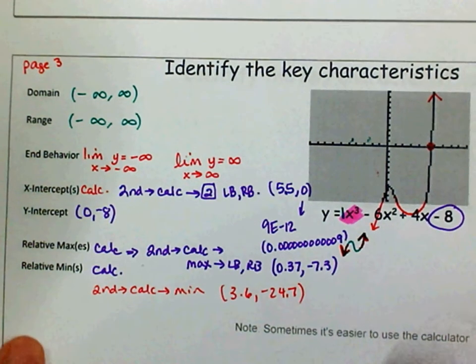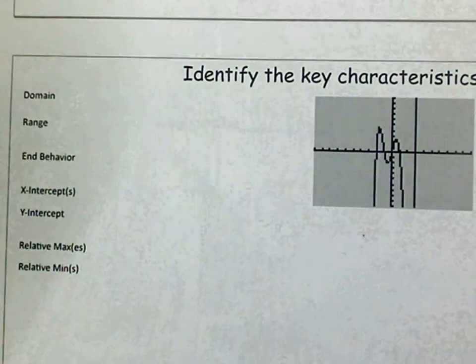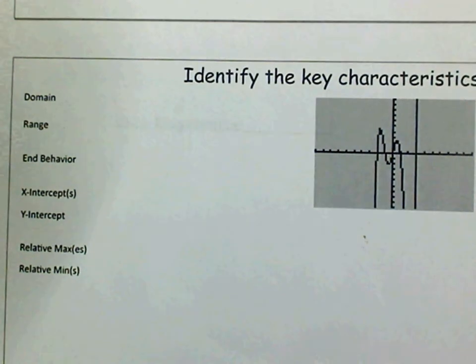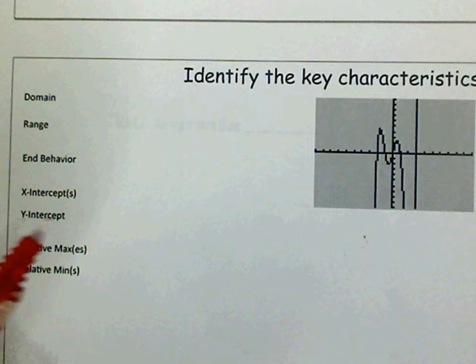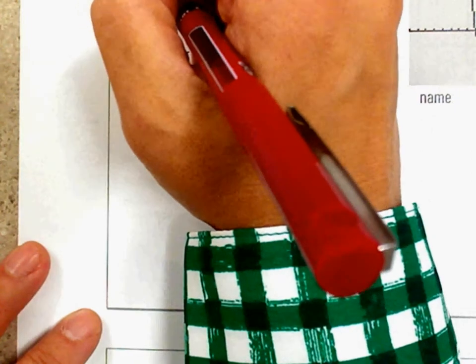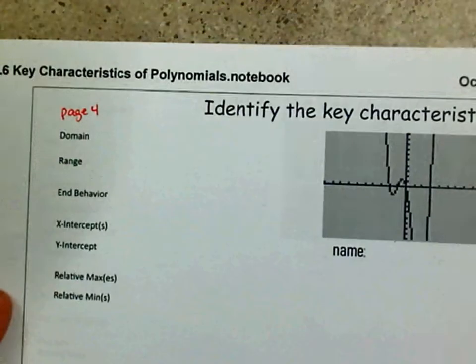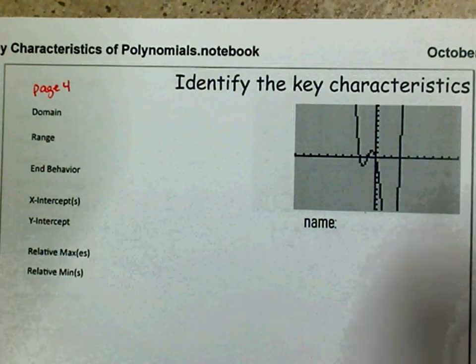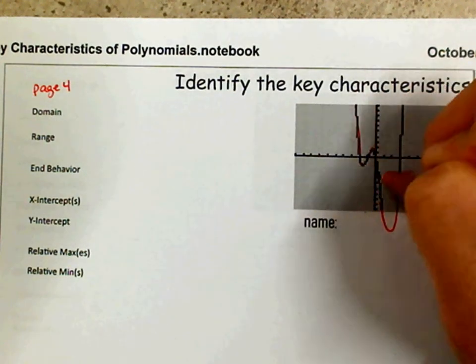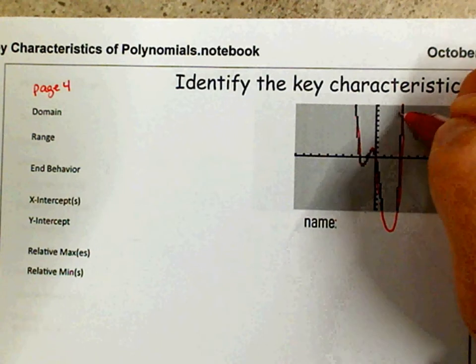Let's go to page 4. This should be your page 4, I believe. Page 1, page 2, page 3, page 4. All right. Yep. This one should say page 4 at the bottom of your paper. Okay? All right. This one does not have a graph for you. It doesn't have an equation. So all you have is a graph for this one.